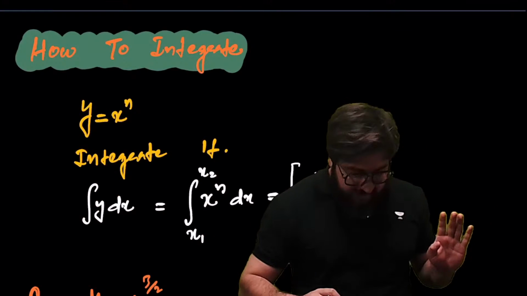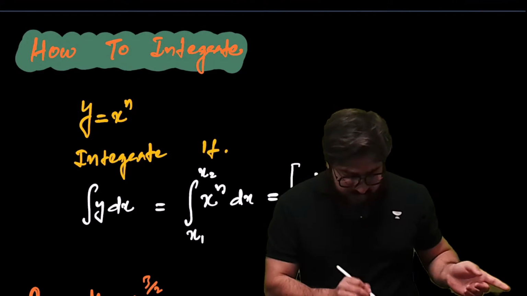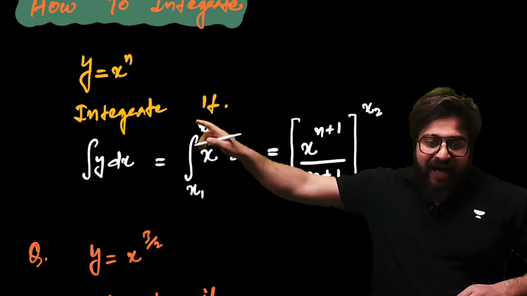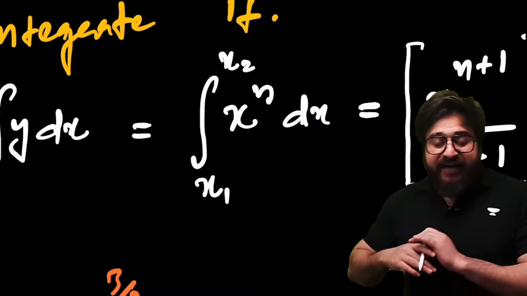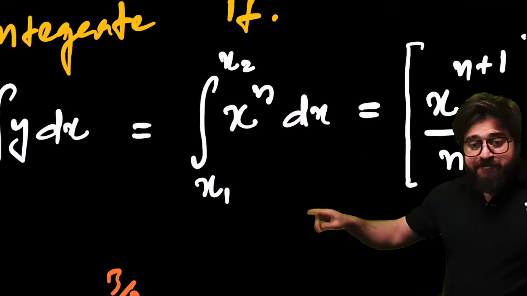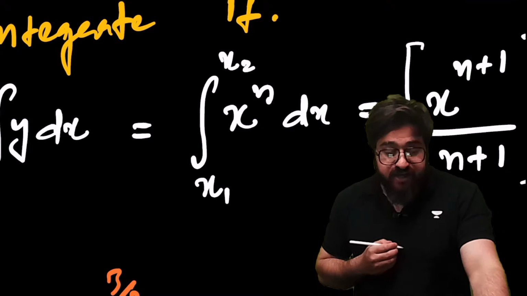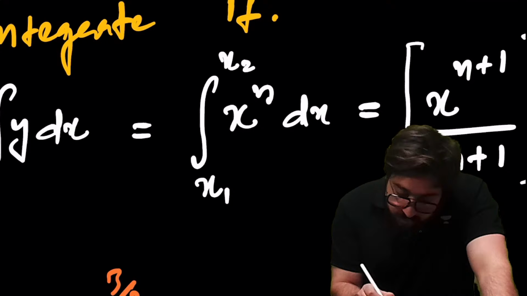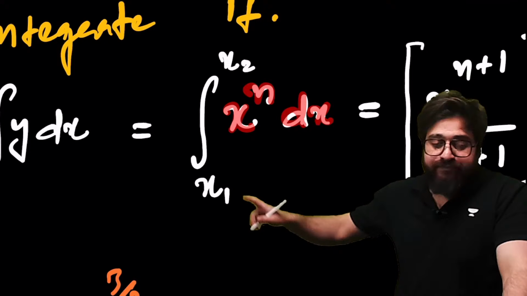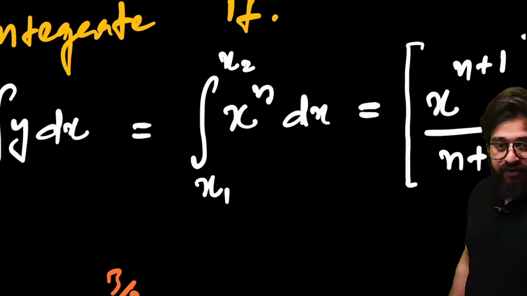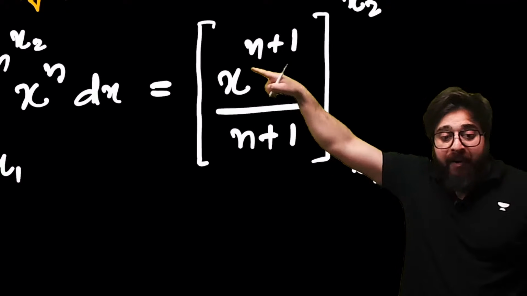Okay. Now the question is, how do we integrate? The formulas. See, let's suppose you have got x raised power n. How to integrate it? If somebody asks you for the integration of x raised power n, you'll put the integration sign in front of it, then x raised power n, and then you write dx, from x1 to x2. So how do we integrate? X raised power plus 1 divided by power plus 1.